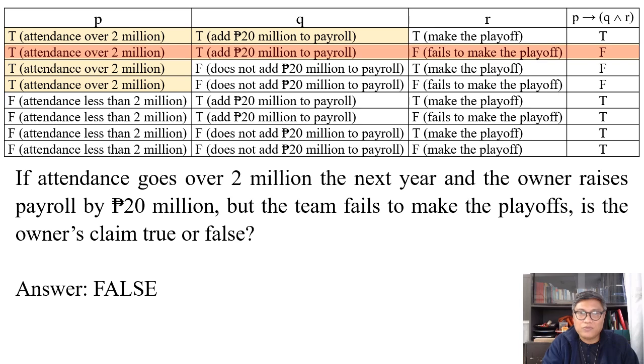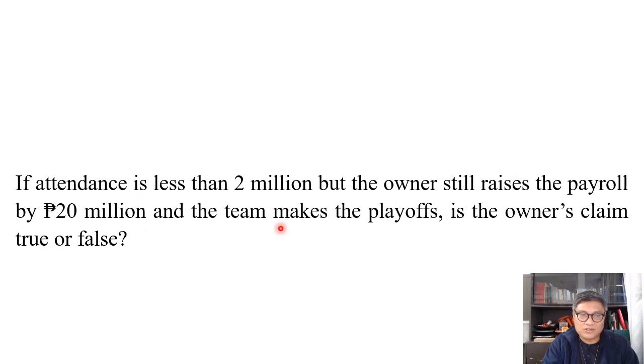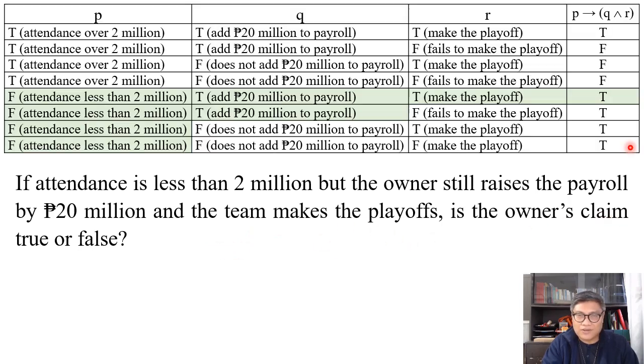Okay, so that's how we solve problems, class. Referring to these questions, another one is: if attendance is less than 2 million, but the owner still raises the payroll by 20 million and the team makes the playoffs, is the owner's claim true or false? So again, it's very important to have this one.